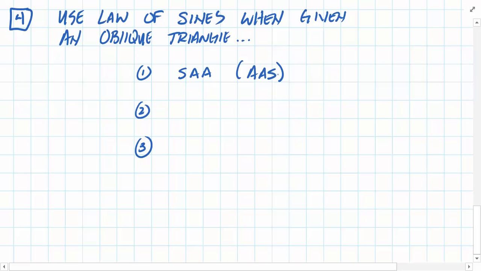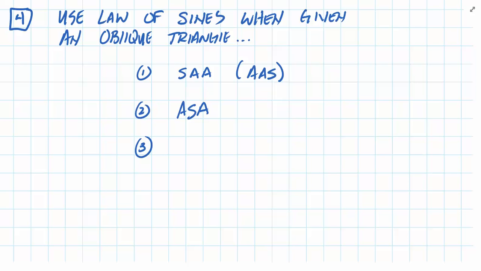Give me another one that you remember. Angle, side, angle. Very good. Angle, side, angle. That was one of them. Give me another one. Side, angle, side. Side, angle, side was one of them, but we do not use the law of sines for that one. We use the law of cosines for that one, and that's tomorrow's lesson.